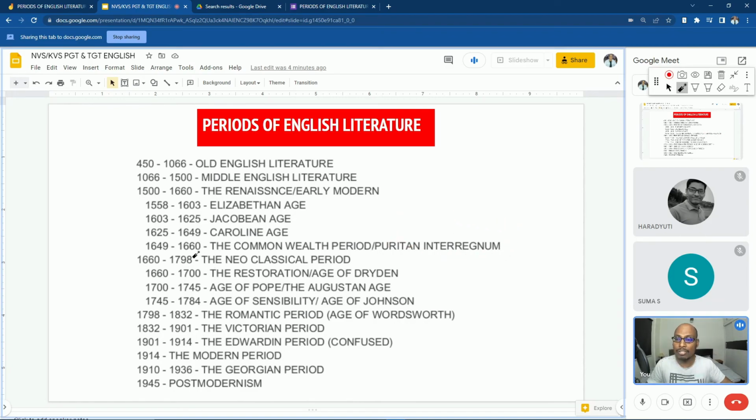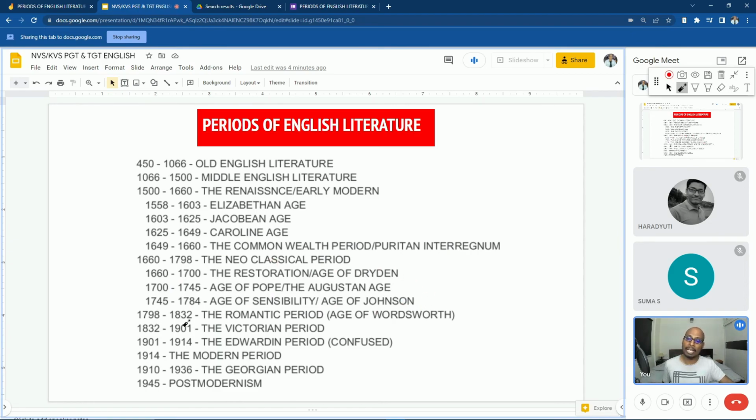Then 1660 to 1798 is the Neoclassic period. 1660 to 1700 is the Restoration or Age of Dryden. 1700 to 1745 is known as the Age of Pope or Augustan age. Then 1745 to 1785 is known as the Age of Sensibility or Age of Johnson. These are the subdivisions of the Neoclassical period.